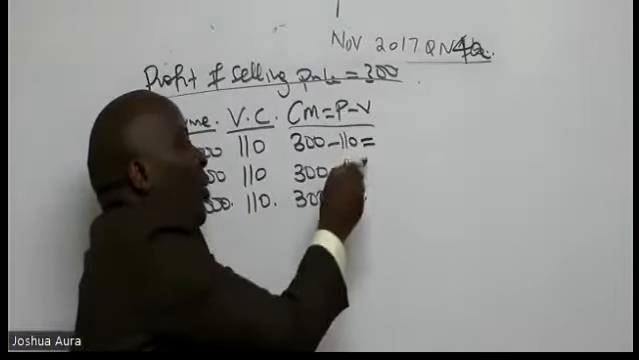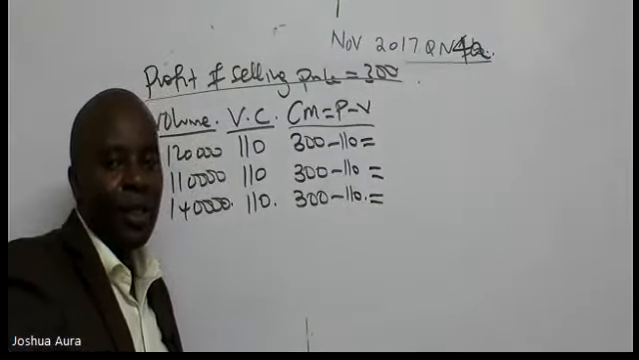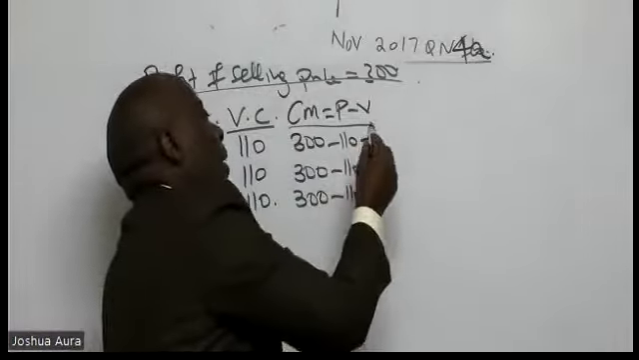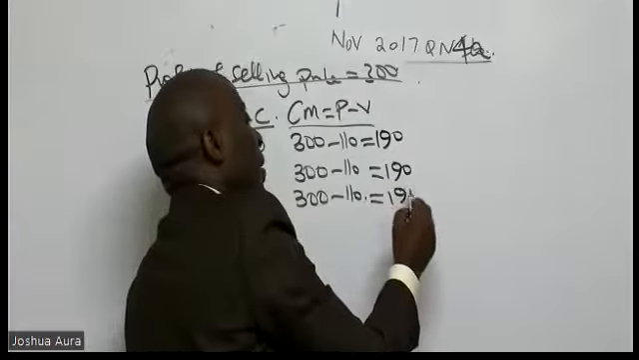Here we are lucky because we're going to have one figure throughout. Could you kindly give me this difference? 300 minus 110 gives me how much? Gives me 190. Thank you very much. So I have here 190, 190, 190.